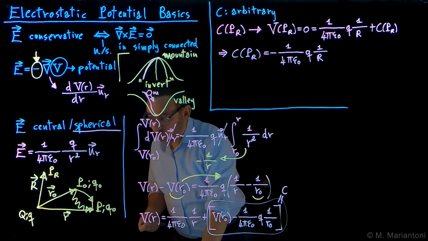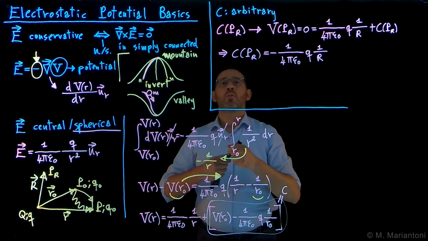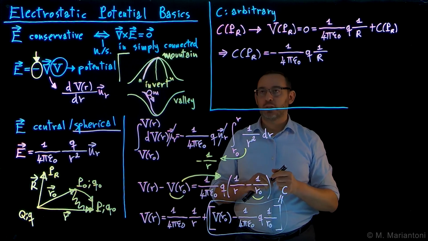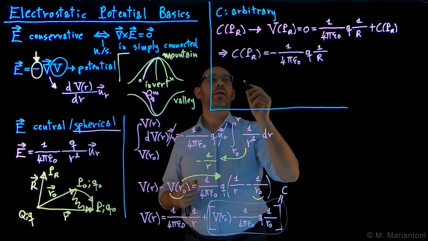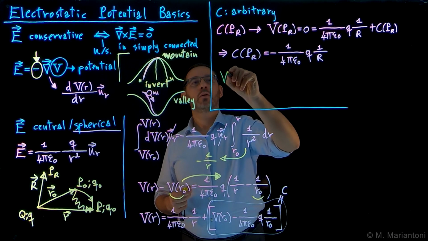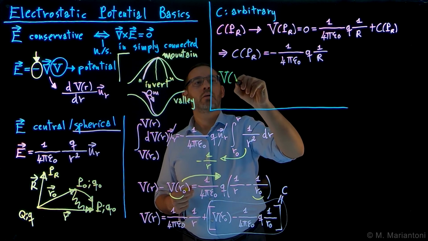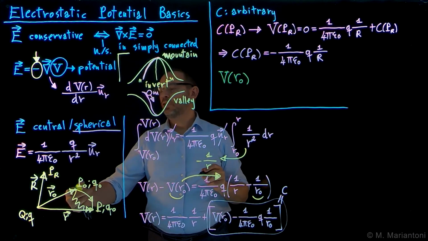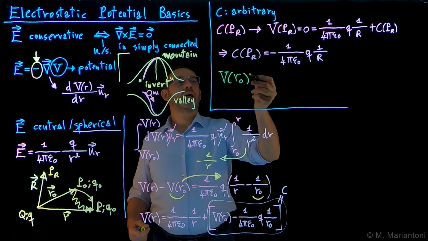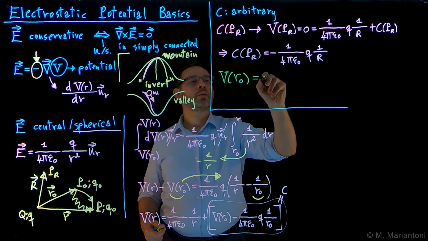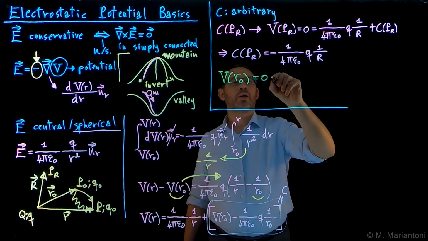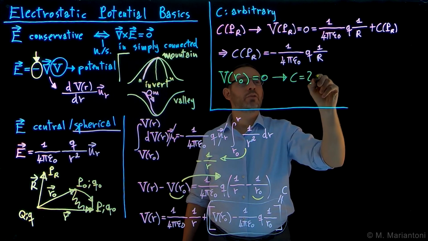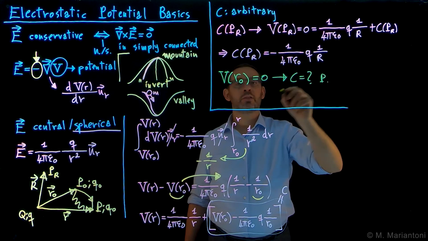So in Piazza, I would like you to think: what happens if I want to set the electrostatic potential to be 0 at this point P naught, which is at the value R0, okay? So I want this one to be 0. So what kind of arbitrary constant do we need in this case? And I want you to think about this in Piazza.